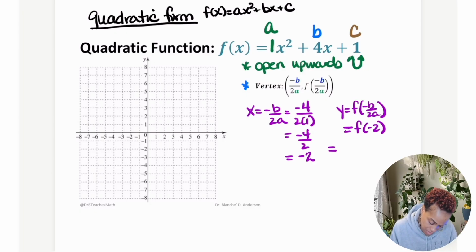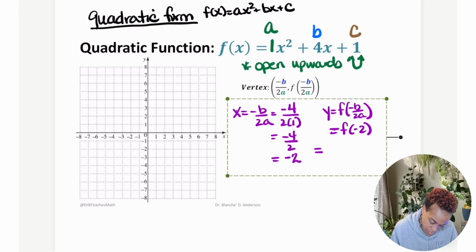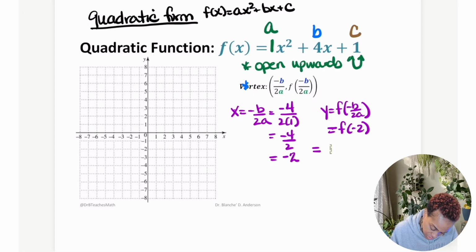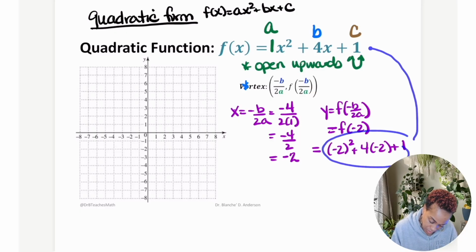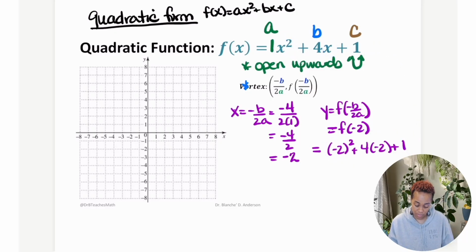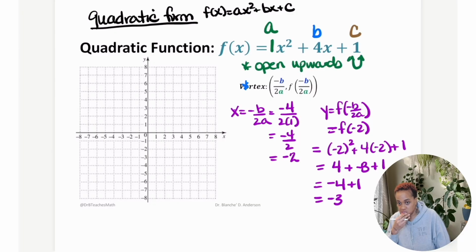So that's going to be negative 2 squared plus 4 times negative 2 plus 1. Y'all see that? Right here. So for every x, you got to plug in negative 2. So negative 2 times negative 2 is going to be positive 4. 4 times negative 2 is going to be a negative 8, and then plus 1. And then 4 plus negative 8 is a negative 4 because the 8's the bigger number. Then negative 4 plus 1 is going to be negative 3.